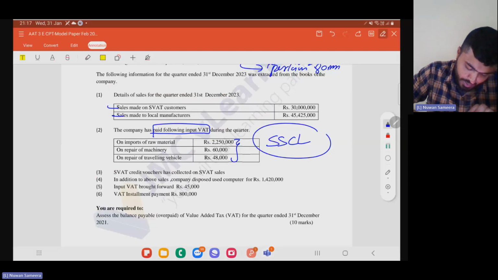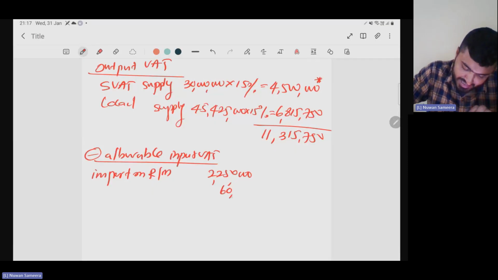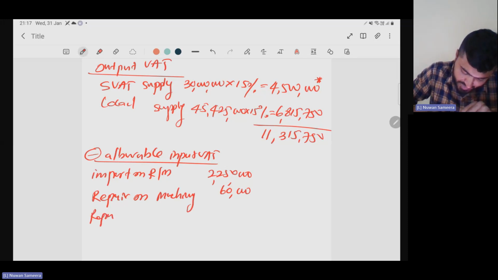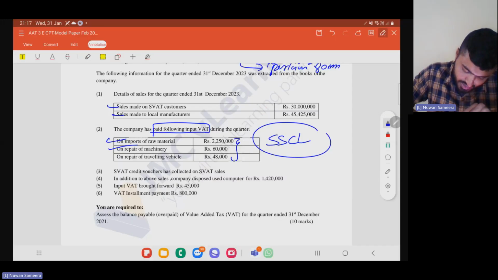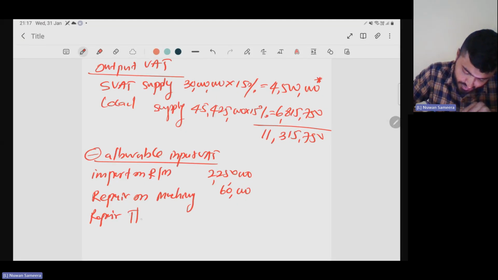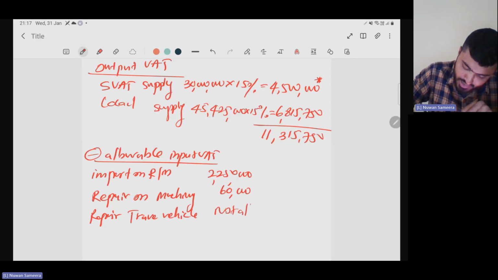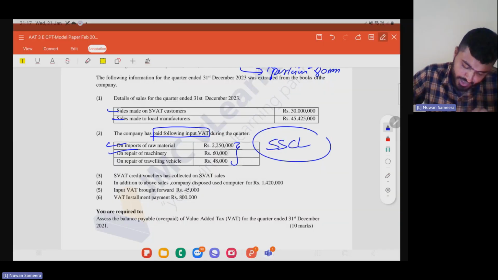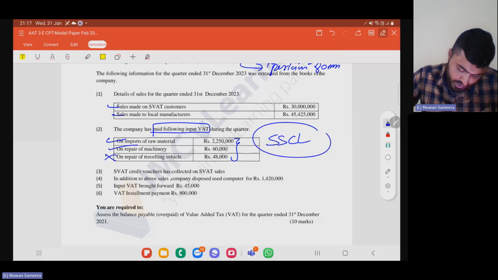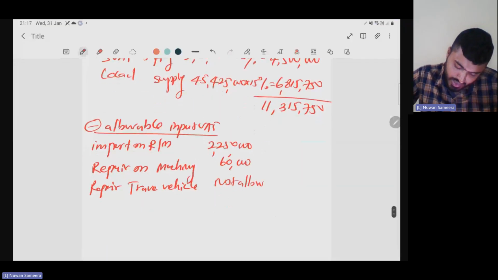Then here, on repair of the machinery, 60. If the machinery is used for production, you have to take that as an eligible one. But you can see the repair on the traveling vehicle. If the repair relates to the traveling vehicle, that is not allowed, because that is not for the product. That is not applicable for the production of the business unit. This is not allowed. So then you can get the total here.